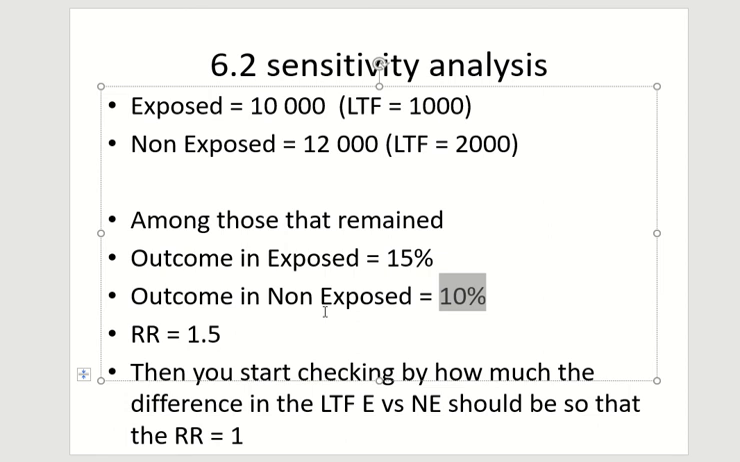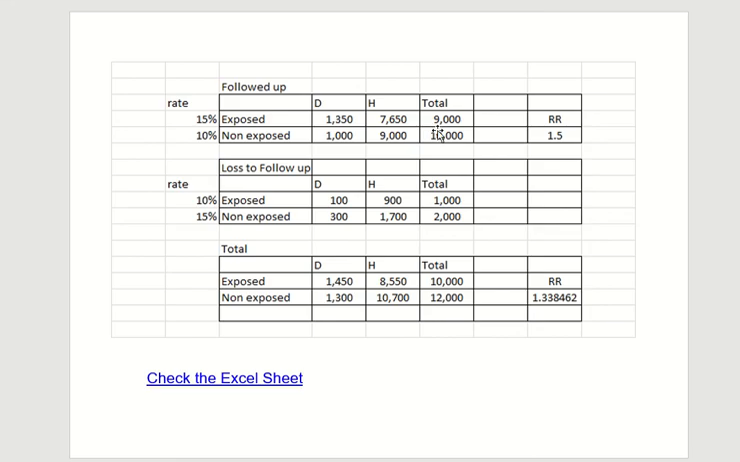Then you can start asking yourself, those that I lost, what could be the risk in this group? And knowing the risk in those, how would that impact the risk that I have in my study? And how much should that have been an issue to a point where I lose this association. So let's see if I can make sense of this. Okay, so look at this example.